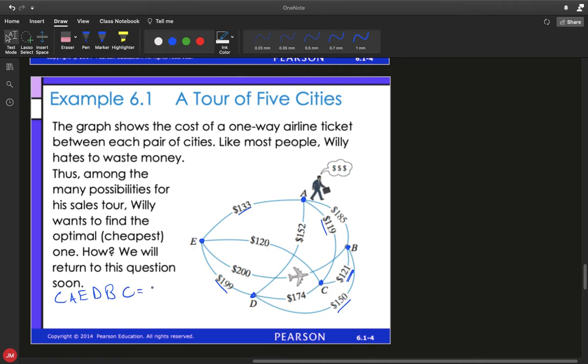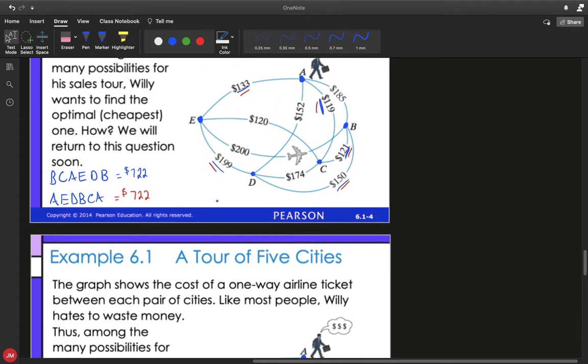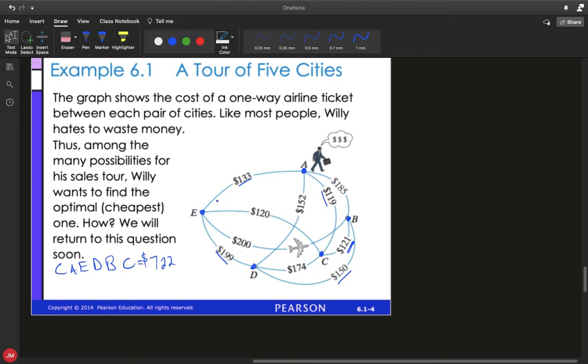All right, so let's determine the cost there. Let's start with the 119. So 119 plus 133 plus 199 plus 150 plus 121 is going to be a cost of $722. In fact, I believe that is the exact same circuit as we found before. So even though we're starting at C, that would still be our cheapest. And so our repetitive nearest neighbor actually ends up being the same.